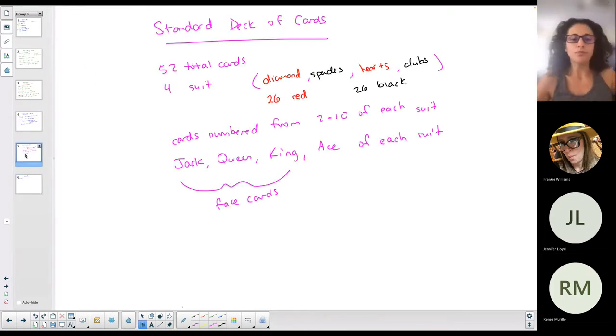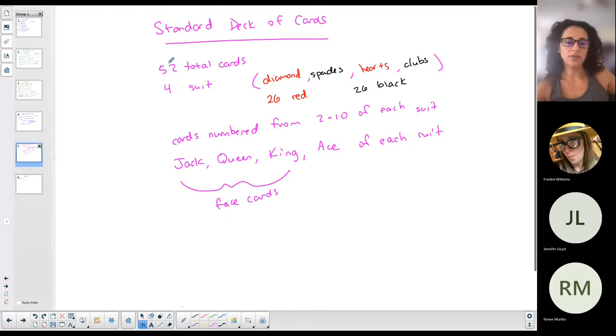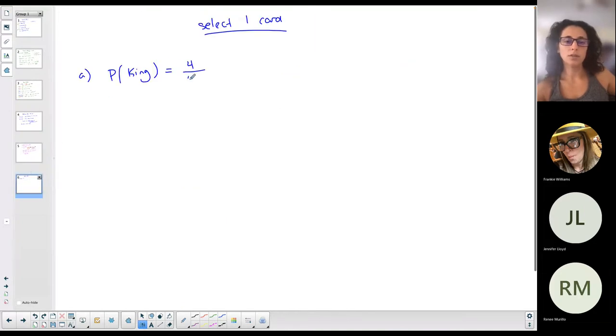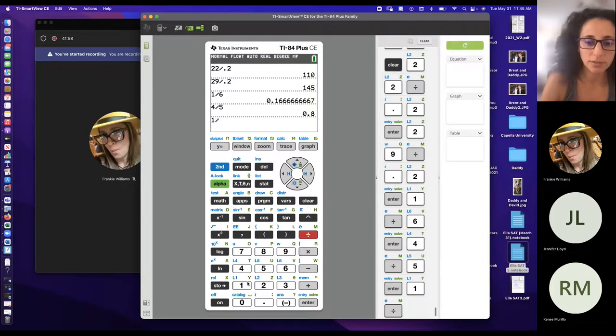So, I'll do this one. How many kings do I have? I have a king per each one of these suits. So I have 1, 2, 3, 4 kings. So there are four possible kings out of, how many total? 52 total cards. So the probability of selecting one card and that one card being a king, four possible outcomes out of 52 total, which I believe is 1/13th, and I don't know what that is in decimal form. 1 out of 13.